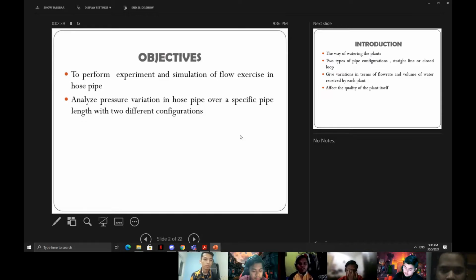Generally, the objective of our project is to perform an experiment and simulation about flow in a hose pipe. In the hose pipe, we need to analyze the pressure variation over a specific pipe length with two different configurations. The two configurations are a straight line and a closed loop.